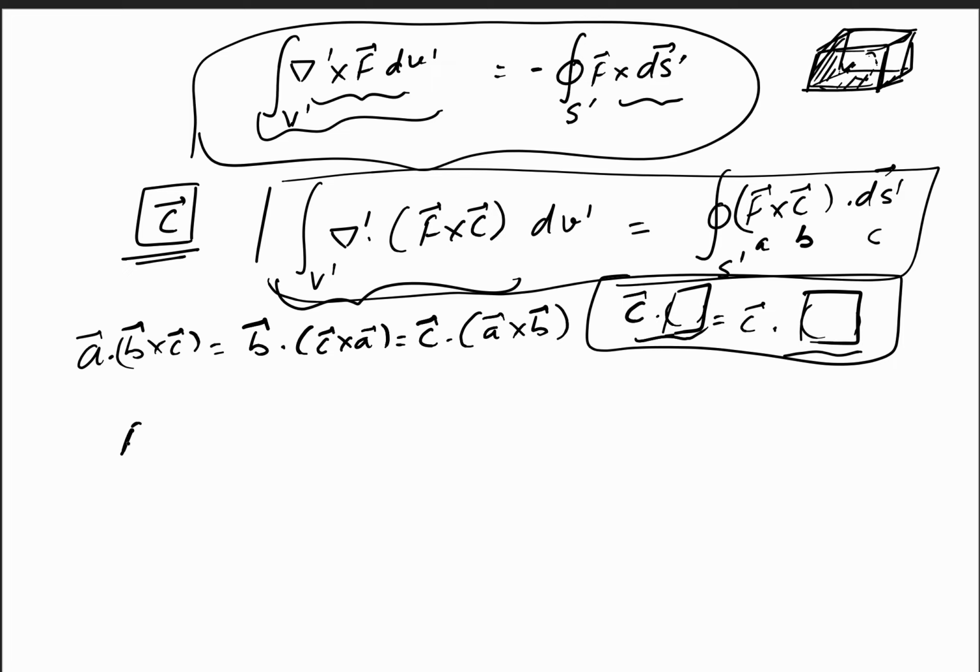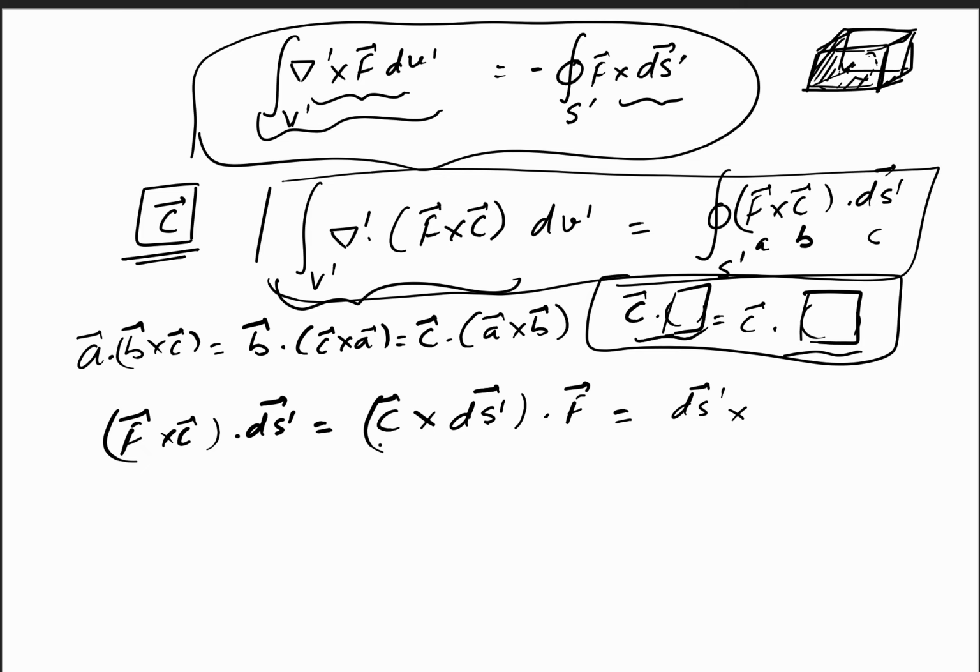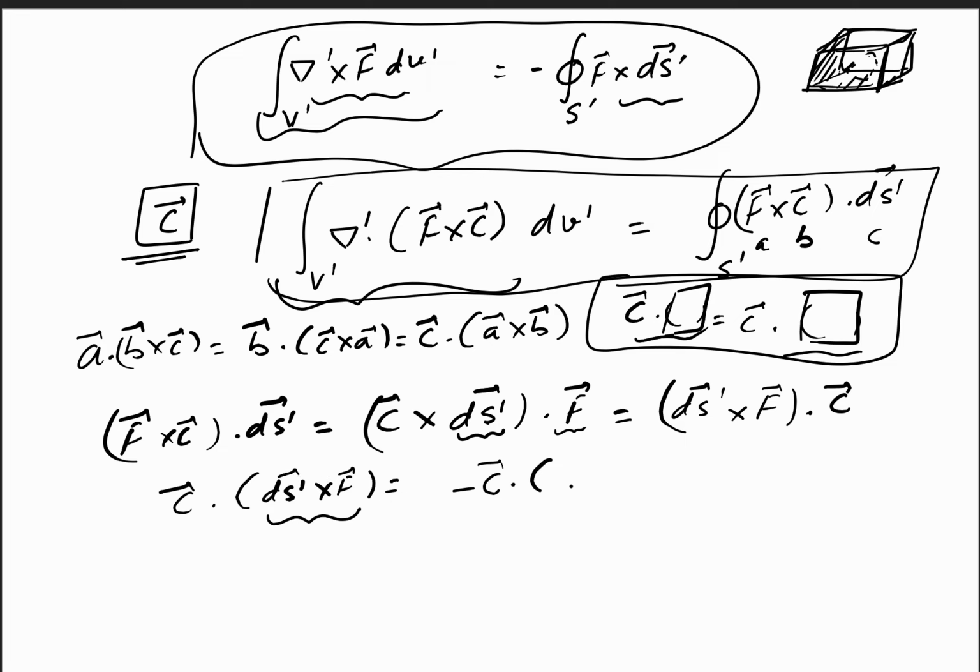So F cross C dot ds dash is equal to, now F can be converted to C, C can be converted to ds dash, and ds dash can be converted to F. So I can write it as C dot ds dash cross F, which is equal to minus of C dot, where I just change the direction of this cross product, so this is F cross ds dash.